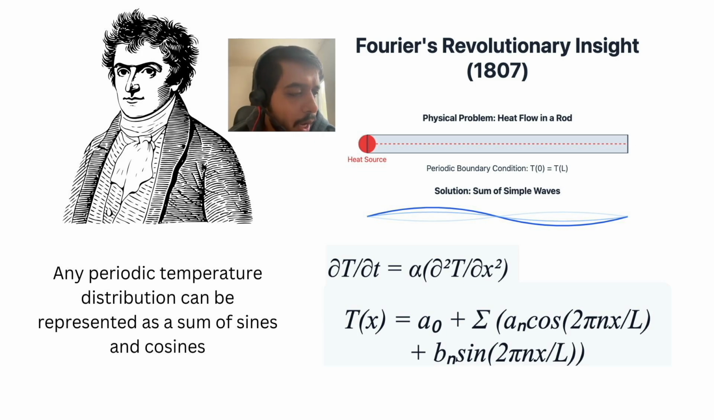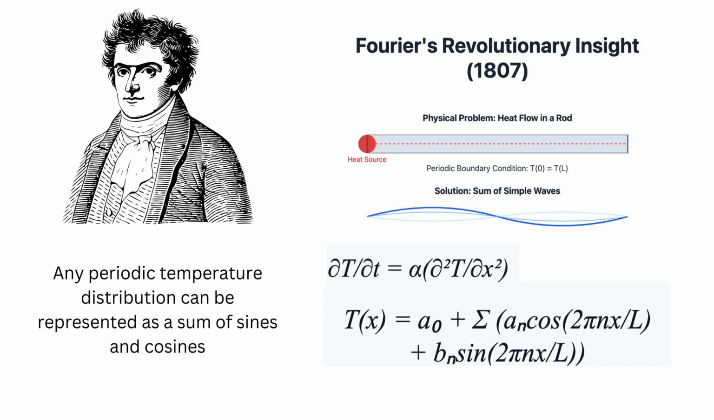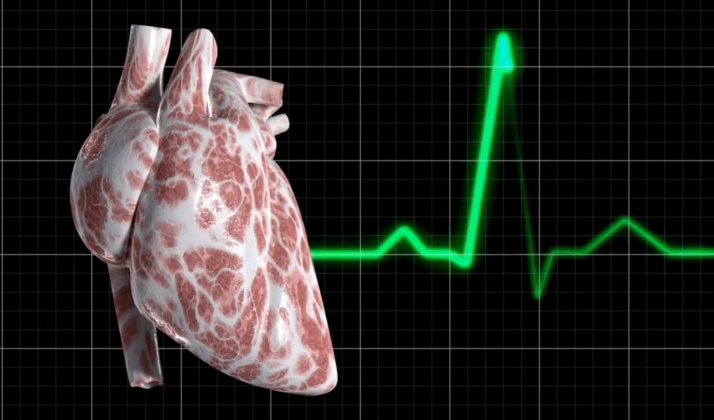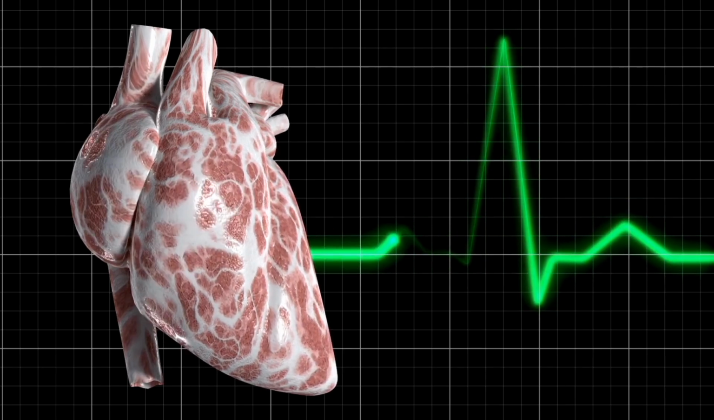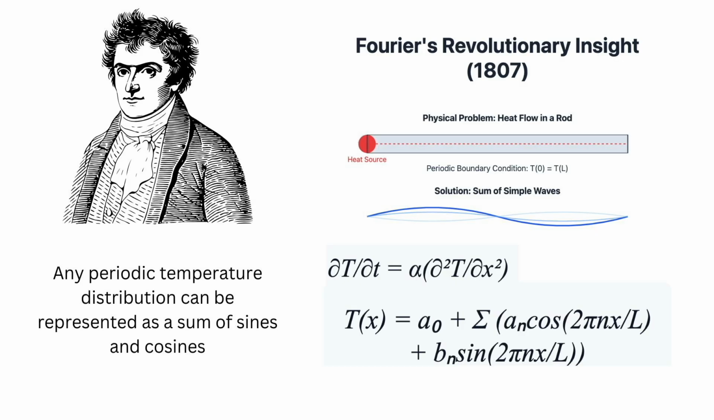If we have any periodic pattern, he proposed that we could break it down into different sines and cosines of different frequencies. This led to the conclusion that all periodic patterns, whether it is an ECG from a heart or anything else, could be represented as sine waves. We could build any periodic function by adding up sine waves, like Lego blocks.